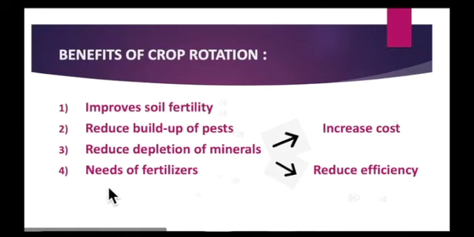So the number 4 benefit of crop rotation is reduced need of fertilizer. Students, the constant application of fertilizer to soil actually causes leaching. What is leaching? Maybe you studied it in your previous classes. Yes, leaching is the washing away of soil minerals through rainwater, and it causes pollution.